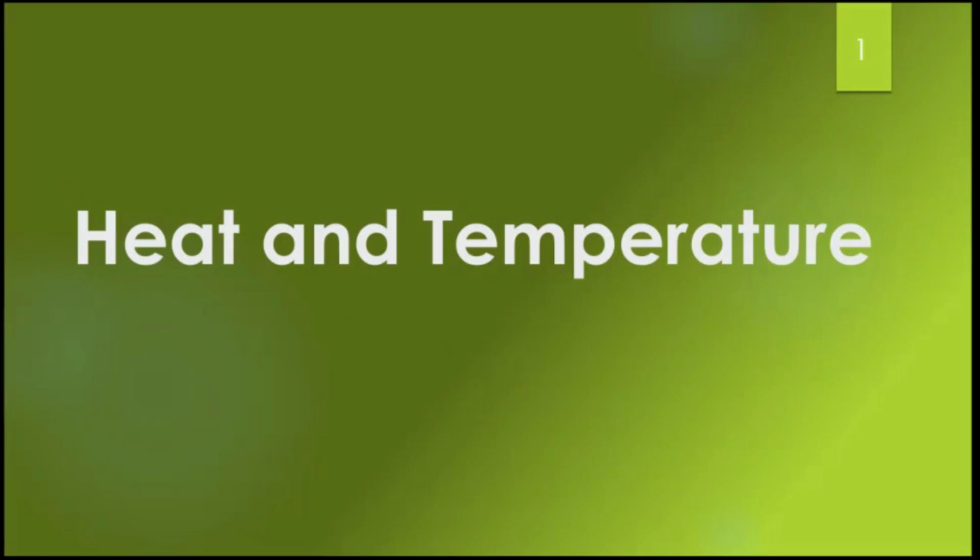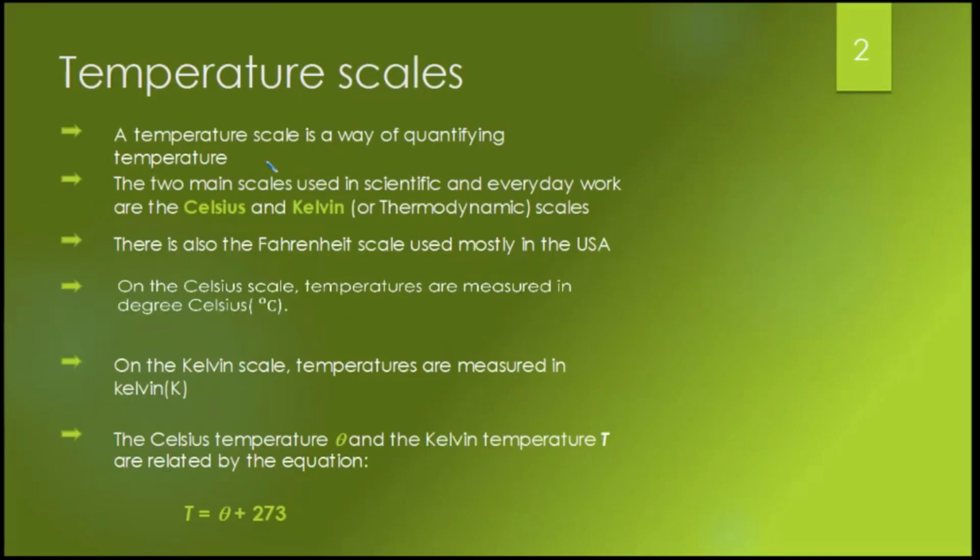We continue to look at heat and temperature, and in this lesson we look at temperature scales. Now when we say something is hot or something is cold, how hot or how cold is it, by how much? So we need something to be able to put this concept in numbers, and that thing is what we call a temperature scale. So a temperature scale is simply a way of quantifying temperature. There are two such scales widely used in scientific and everyday work. They are the Celsius scale and the Kelvin or thermodynamic temperature scale.